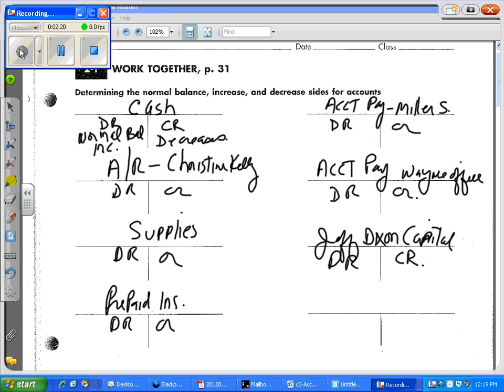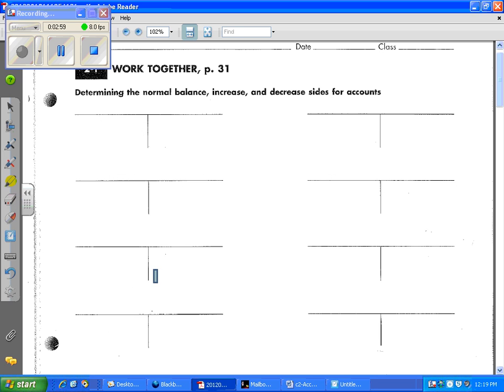Accounts receivable. Our customers bought from us on account. That's an asset. It's almost like cash. So to increase it, we would debit it. So the normal balance will be a debit. Debits will increase it. Credits will decrease it. For supplies, supplies are something that we own. They're assets. So the normal balance to increase it will be a debit. Normal balance, debit, increases supplies. If it's a credit, it decreases.